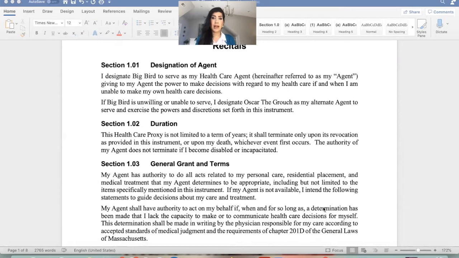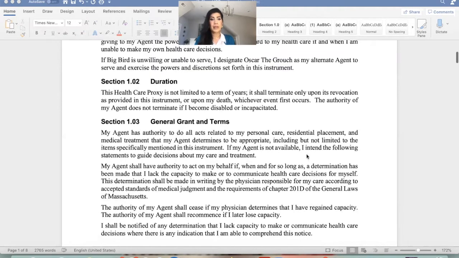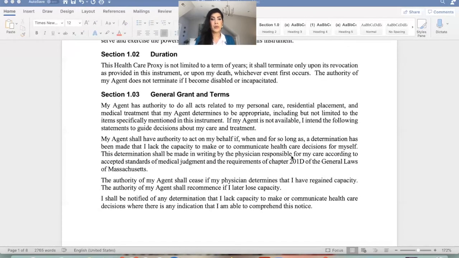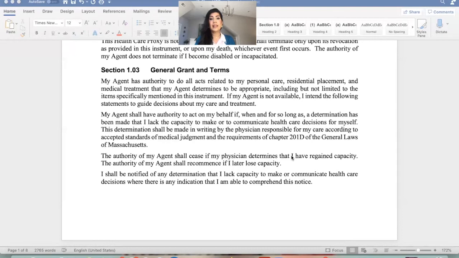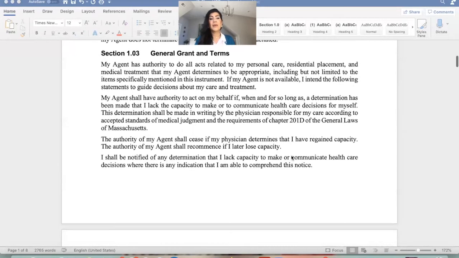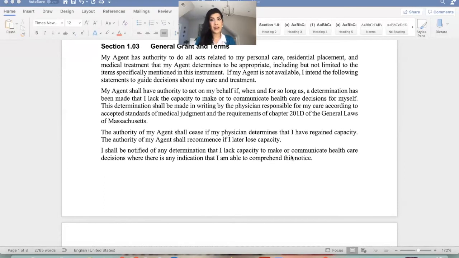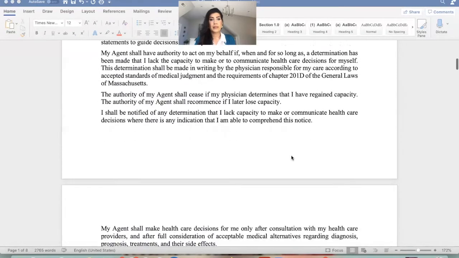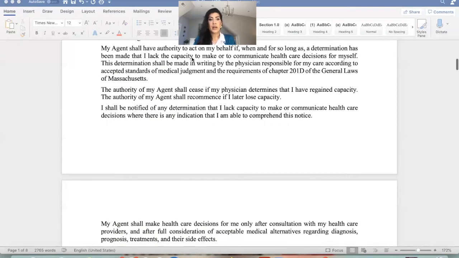This healthcare proxy is not going to expire, and it terminates either if you revoke it or if you pass away. You are giving your agent the authority to do acts all related to your personal care, residential placement, and medical treatment, anything that agent determines to be appropriate. Okay, and we're making it clear, including but not limited to the things that are specifically named in this document. This is a very robust document, but there could be things that could be missed, and we just want to make it clear that this person is allowed to make decisions about everything. Okay. For as long as you lack the capacity to make or communicate healthcare decisions for yourself.